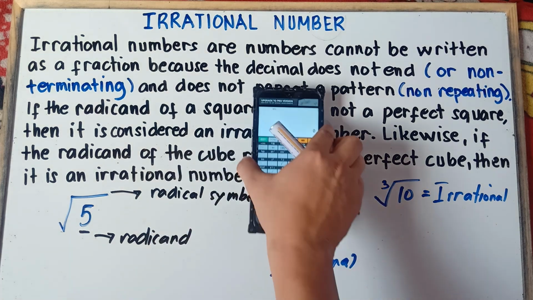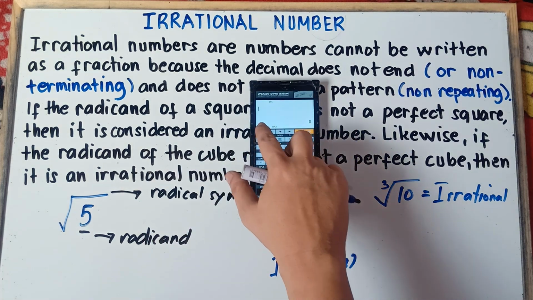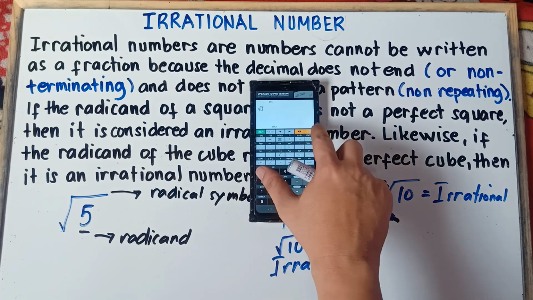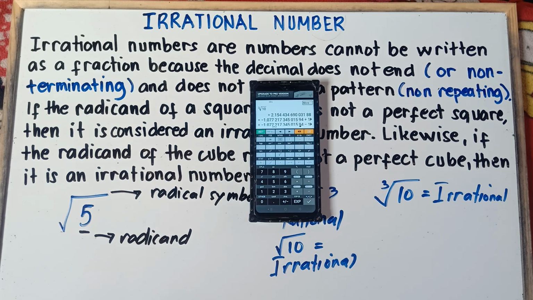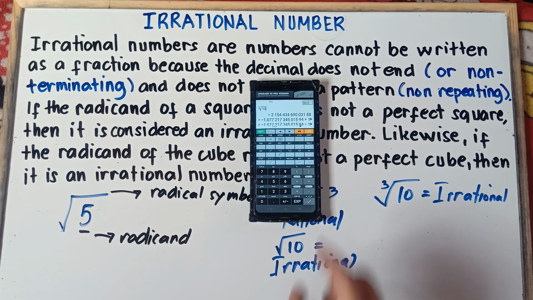Even if you use your calculator, cube root of 10, the answer, class, is 2.154434 and so on. The number is infinite. The decimals will not end, class. We call that one non-terminating.